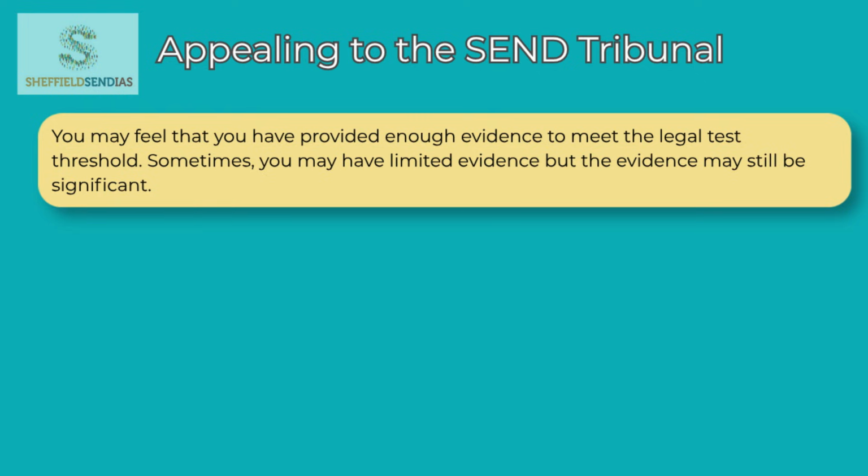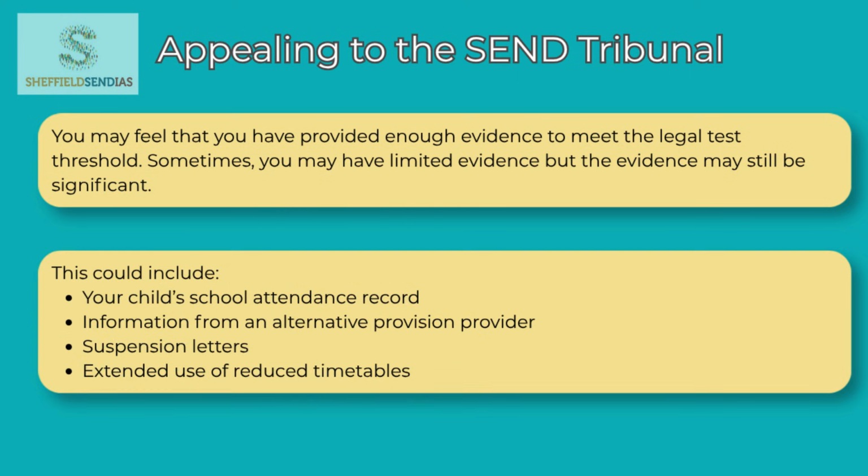You may feel that you have provided adequate evidence to meet the legal test threshold. In some cases, you may have limited evidence due to the situation, but the evidence you do have could be significant in relation to the legal test. For example, the attendance record for a child or young person who is out of setting for an extended period due to unmet need, information from an alternative provision provider if one is being used, letters sent when there are regular suspensions and if there is a risk of permanent exclusion, the extended use of reduced timetables due to a setting not being able to support a child or young person.